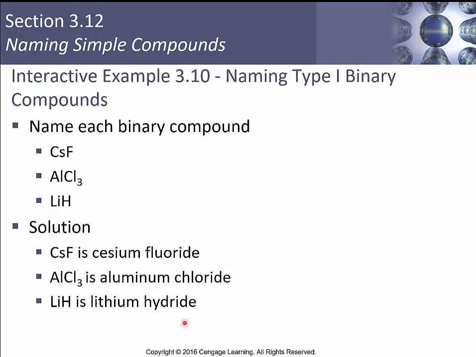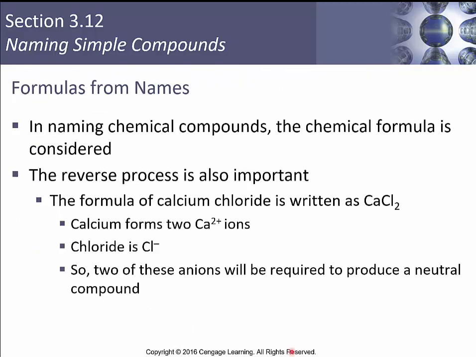So in naming our chemical compounds, the chemical formula is considered. And the reverse process is also true. So the formula for calcium chloride is going to be written as CaCl2. Calcium is going to form +2 cations. Chlorine is going to form a -1 anion. So in order to maintain charge balance, when we call it calcium chloride, we know that its formula has to incorporate that charge balance. It's going to be calcium with 2 chlorines next to it.